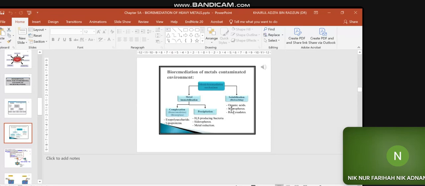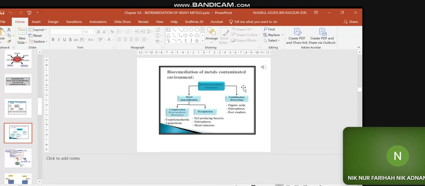Another way of metal immobilization is through precipitation. For example, hydrogen sulfide producing bacteria. This bacteria can produce siderophores and also metal reduction enzymes. So when this H2S producing bacteria grow, through these siderophores and metal reduction enzyme exudates, it will precipitate the metal.